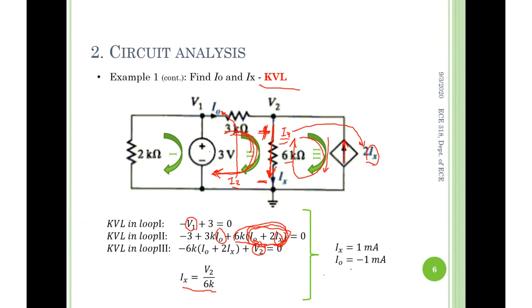So this example 1 is purely about KCL and KVL, mesh or nodal, if you prefer that name. Okay. Any questions? Any thoughts? Any comments? Any details you want me to talk more about? All right, if this is fine, then we move on again.